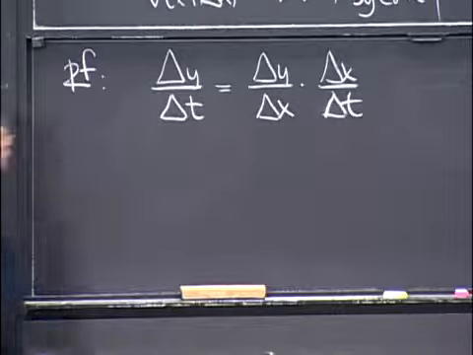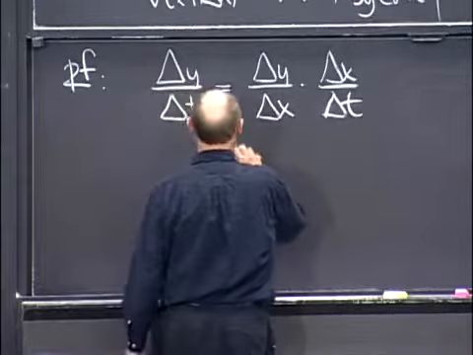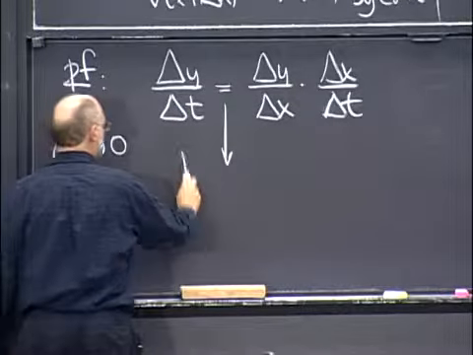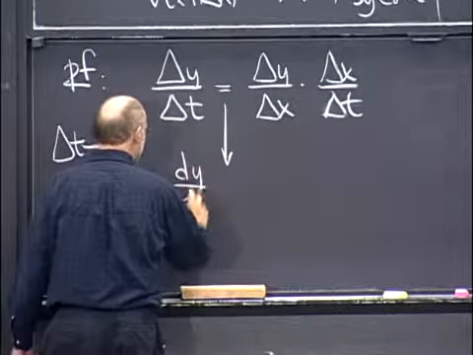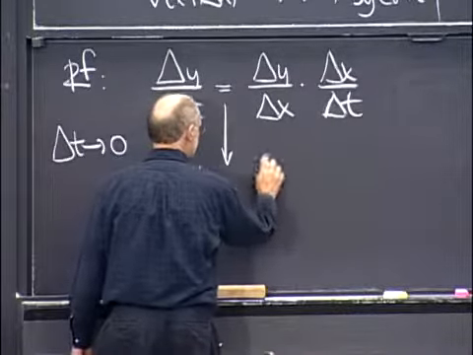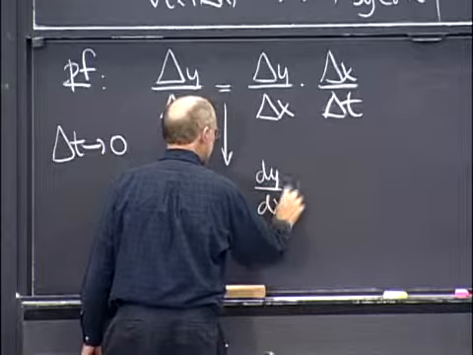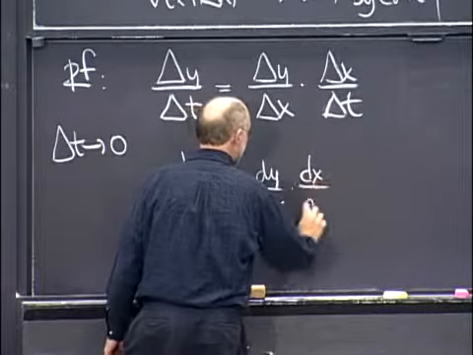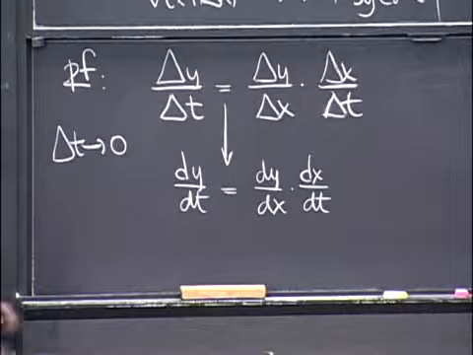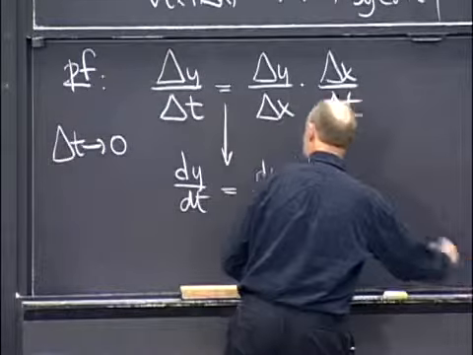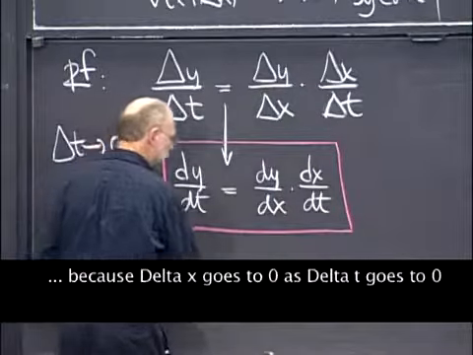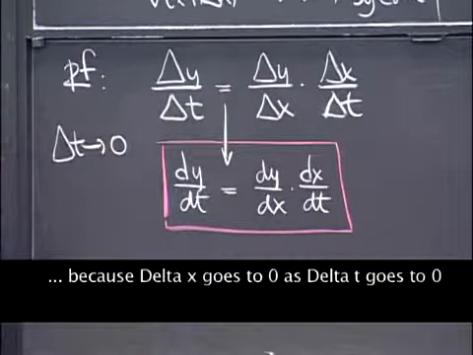This is just basic algebra. But what happens when I let delta t get small? Well, this gives me dy/dt. And on the right-hand side, I get dy/dx times dx/dt. So students will often remember this rule by saying that you can cancel out the dx's. And that's not so far from the truth. That's a good way to think of it.